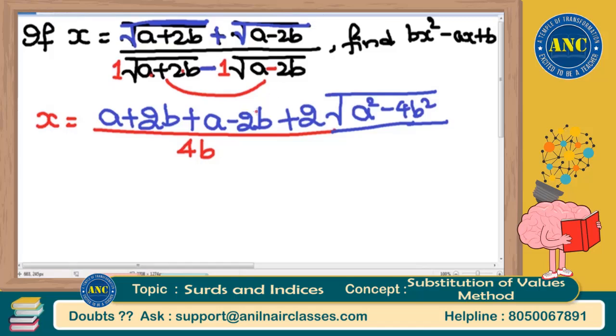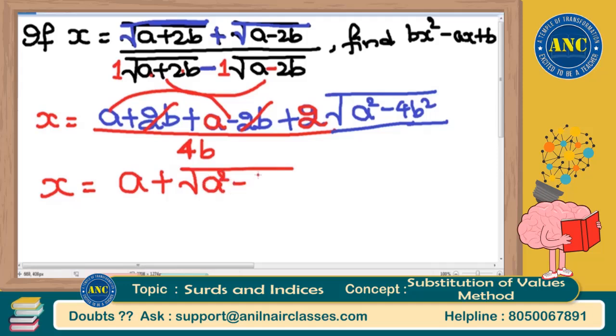If I simplify further, 2b minus 2b will cancel. If I further observe here, a plus a is 2a, so here 2 will come. Here also there is a 2. That means one of the 2s will get cancelled with this 4. That means the common factor 2 will get cancelled with the denominator 4, and you are left finally with a plus root of a square minus 4b square divided by 2b, right? Divided by 2b. This is what I am left with as of now.